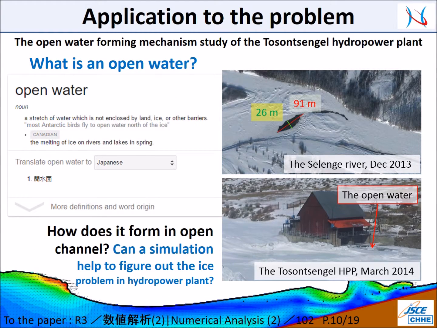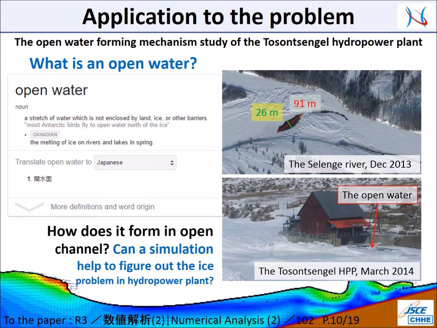So now it's time to apply the method to a real field problem. The problem is the open water forming mechanism in the outlet channel of the small hydropower plant. So what is the open problem?